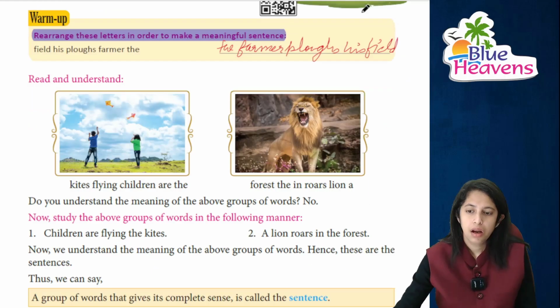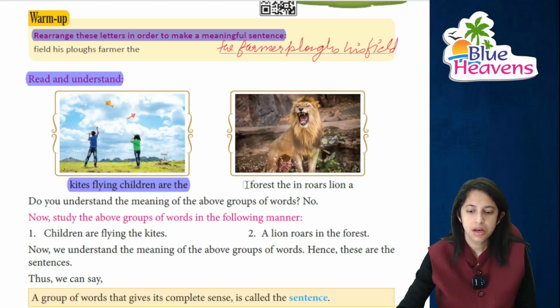Right. Now you just read the following sentences. You just read and understand that kites flying children are the. This does not make a complete sense. Forest the in roars a lion a. So do you understand the meaning of the other above group of words? Of course, the answer is no.